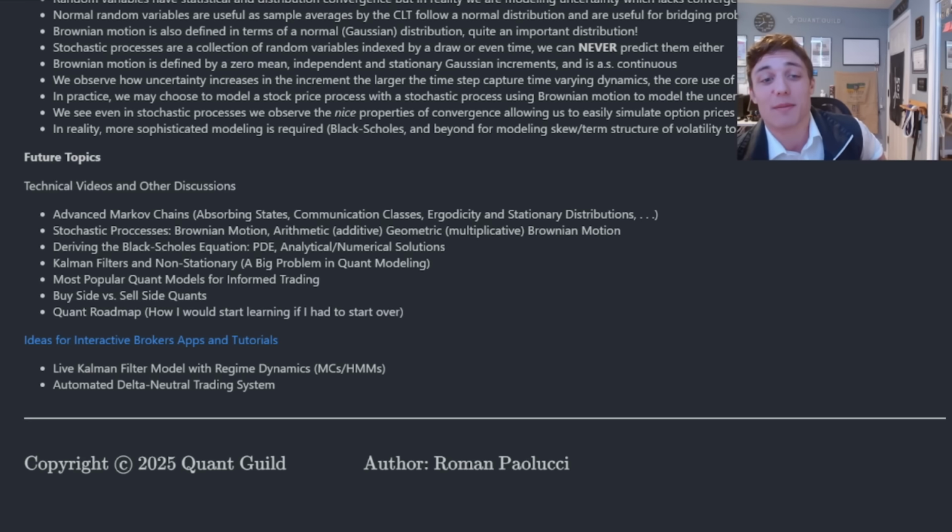We still have to tackle this Kalman filter and non-stationarity. I've talked at length recently about non-stationarity. It's a big problem in quant modeling. The Kalman filter is just one example of a process that aims to produce a new mean over time. I would like to also maybe get into more qualitative subjects, maybe popular quant models for informed trading, buy-side versus sell-side quants. And I've been putting together this quant roadmap, how I would start learning if I had to start over. I'm uncertain of the level of interest in this qualitative content, but if it interests you and you'd like to see it in the near future, leave a comment below.